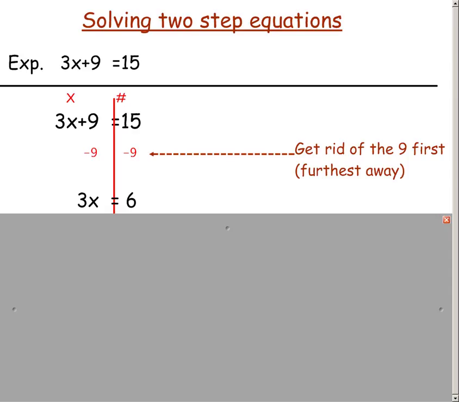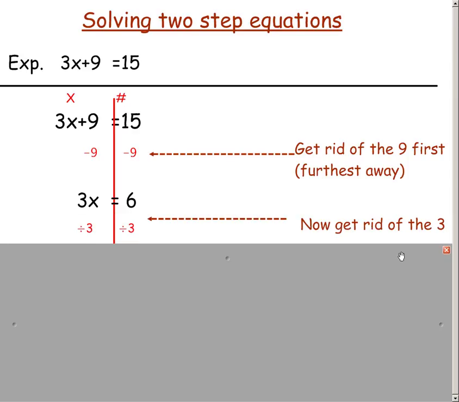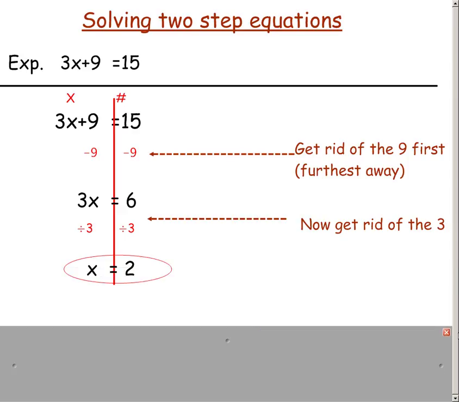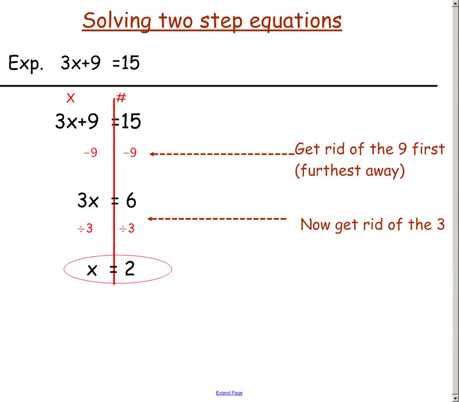I still don't have x by itself, so I need to get rid of the 3. The opposite of multiply 3 is divide by 3, so I'm going to undo that on both sides, divide by 3 on both sides, and I get x equals 2, and that is my answer.